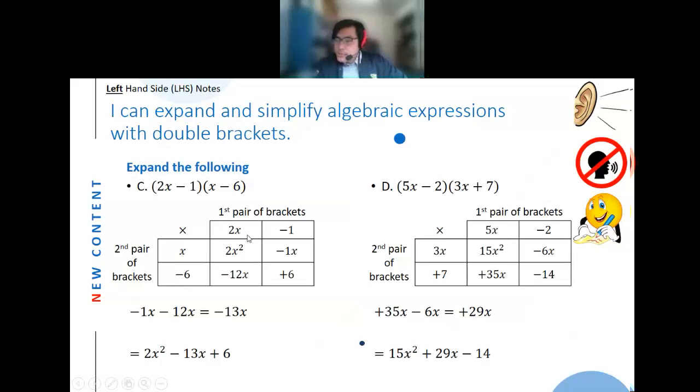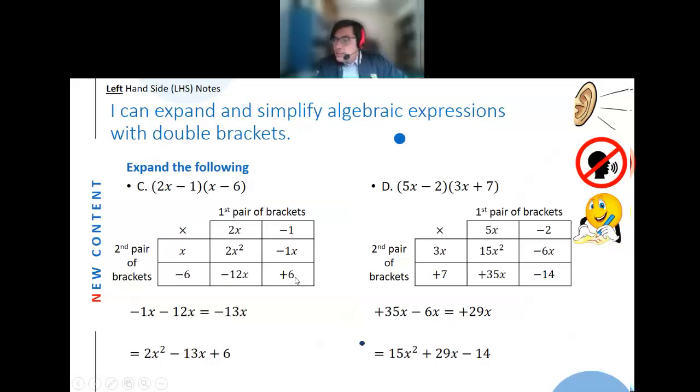So x times 2x, okay, so that's going to be 2, and then x times x, that's x squared. Then we have x times negative 1, that's going to be negative 1x. Negative 6 times 2x, negative 6 times 2, a negative and a positive gives you a negative. 6 times 2 is 12, so negative 12. And we still have the x, so negative 12x. Then negative 6 times negative 1, negative and a negative is a positive.